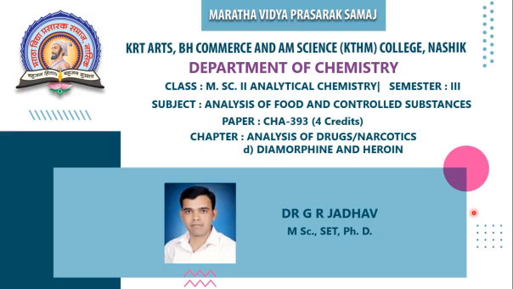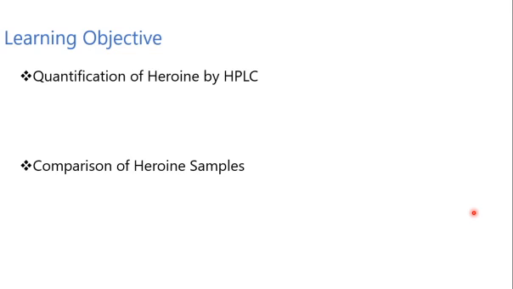In the previous lecture we discussed the identification of heroin by using gas chromatography, by using GCMS, and sometimes we have used GC-FID as a detector in the analysis. Next, we discussed the quantification of heroin by using GC. Today we'll see the next topic, that is the quantification of heroin by HPLC, and finally the comparison of the heroin samples. So let us see one by one.